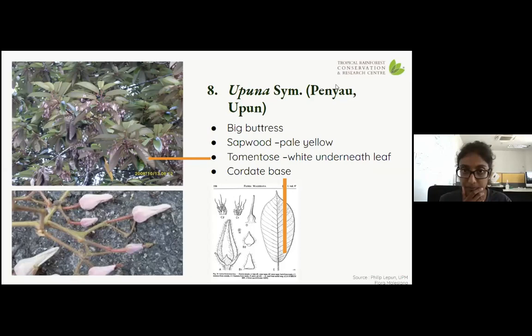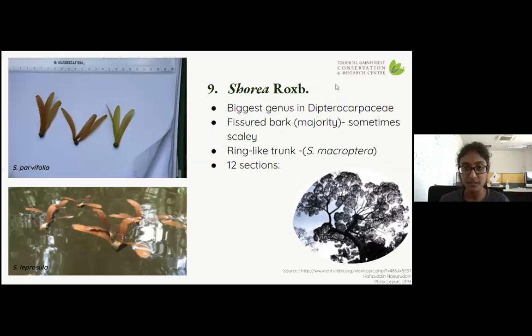Okay, now Shorea. This is a very big genus, the biggest genus in Dipterocarpaceae. Most of these trees have fissured bark, and sometimes they are scaly. Some even have ring-like trunk like Shorea macroptera here. So we divide Shorea into 12 sections before we get to the subsections and species.